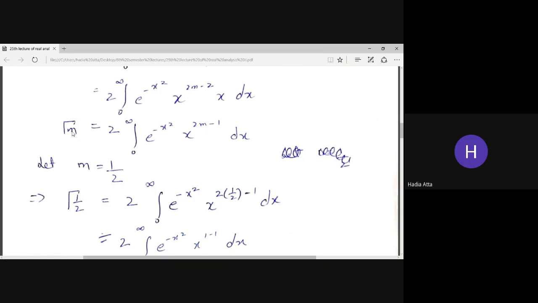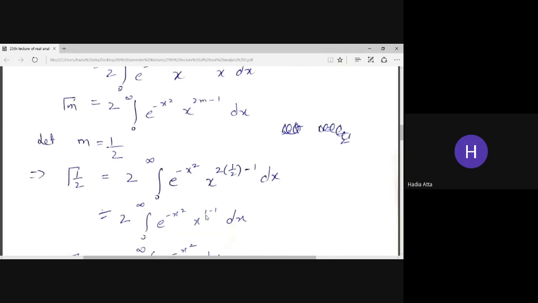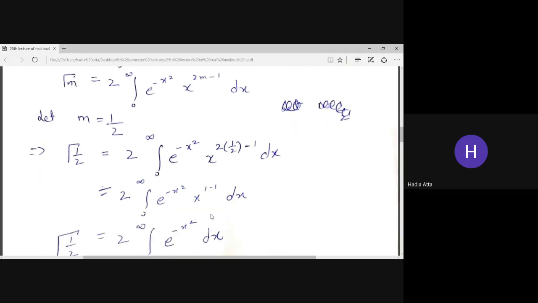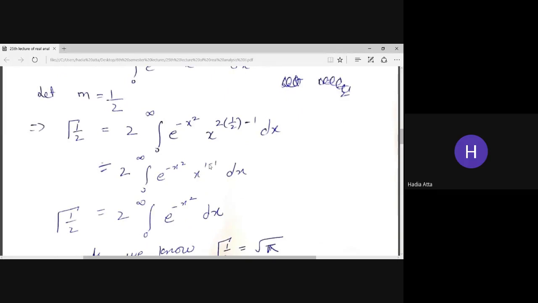So for that we will take m is equal to 1 by 2. Okay, so if you change m to 1 by 2 on the right hand side as well as on the left hand side, on the right hand side that will be m by 2. If you put that, the 2 will be cancelled. So here the power is 1 minus 1, so 1 minus 1 is equal to 0, and x to the power 0, as you know that any number with power 0 is equal to 1. So the integration becomes what? 2 integral 0 to infinity e raised to the power minus x square dx.